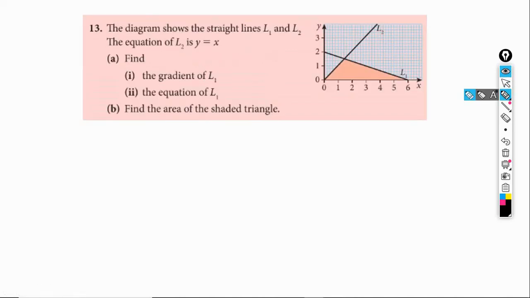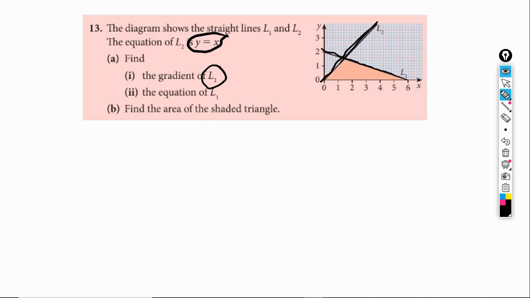Okay, so here we are with question 13, and it says the diagram shows the straight lines L1 and L2. The equation of L2 is y equals x. So L2, which is this line here, is the identity function, right? Y equals x. Then it says, letter A, find the gradient of L1. So this line is L1.